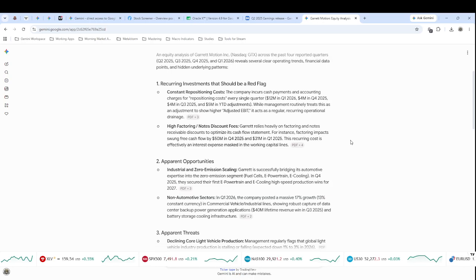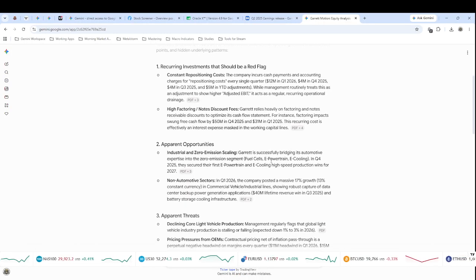So the company incurs cash payments and accounting charges for repositioning costs every single quarter. While management routinely treats this as an adjustment to show higher adjusted EBIT, it acts as a regular recurring operational drain.